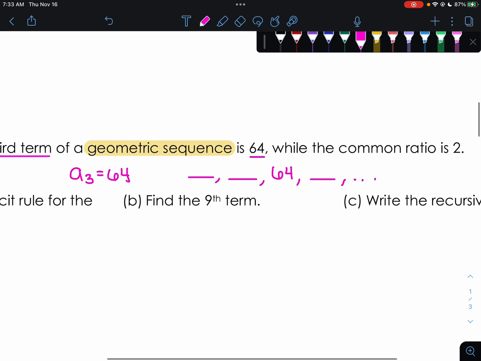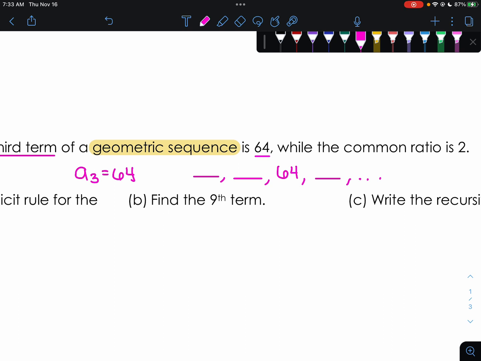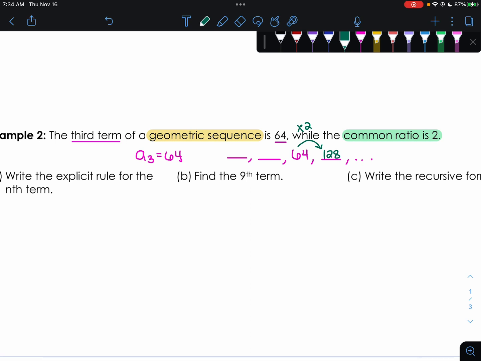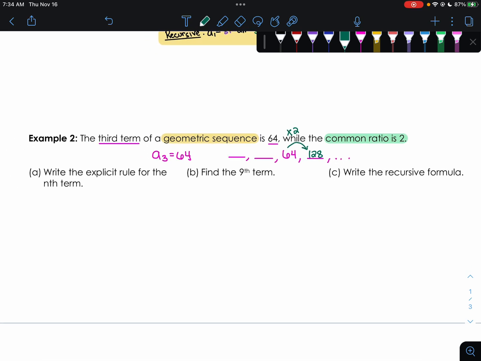But we do know to get the next term in the sequence, we are going to use our common ratio, which is 2. So to go from 64 to the next term, I'm going to multiply by 2. When I multiply by 2, it would be 128. But we want to write the explicit rule and the recursive rule as well.